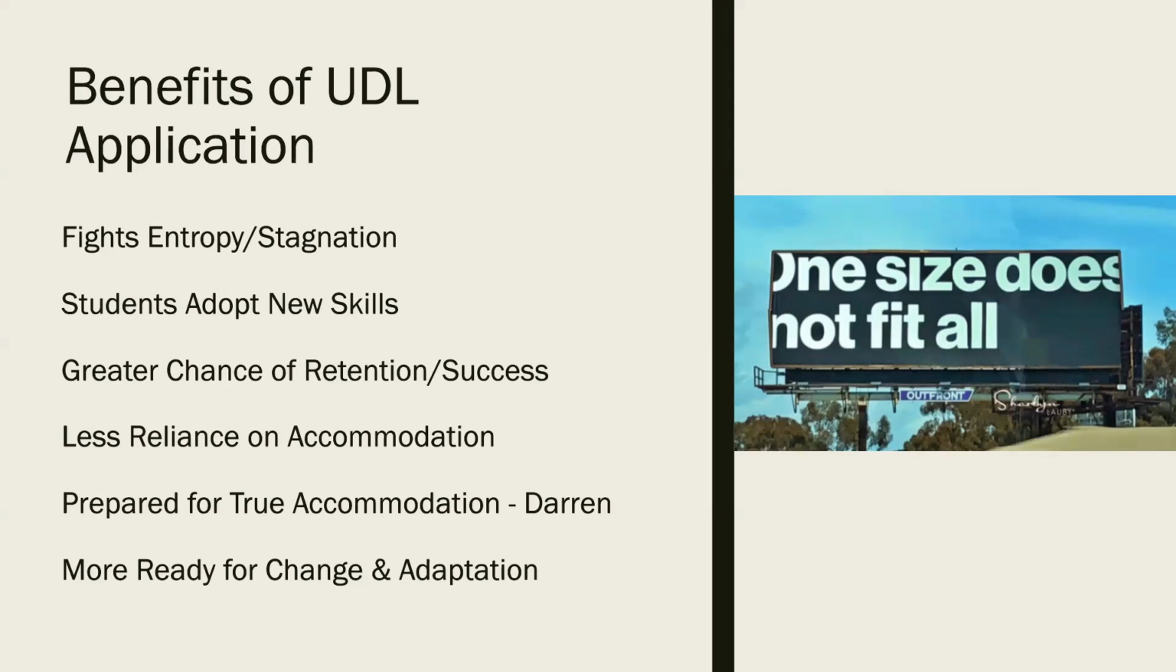But I think what you'll find is that if you have this UDL sensitivity built into the content that you're giving students and what you're asking of them, you'll just have less reliance on the need to accommodate, okay? But the other thing is, when you do have to accommodate, because you have some flexibility and variability built into the way that you're exposing students and the way that you're asking them to show mastery, you're actually prepared for true accommodation when the need arises.